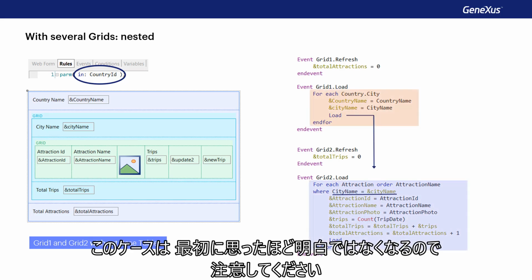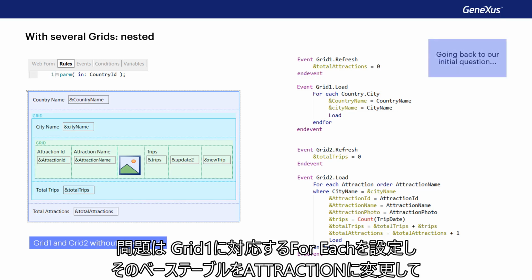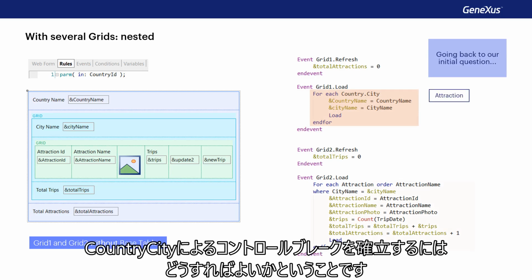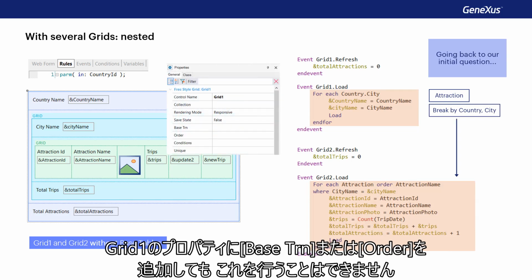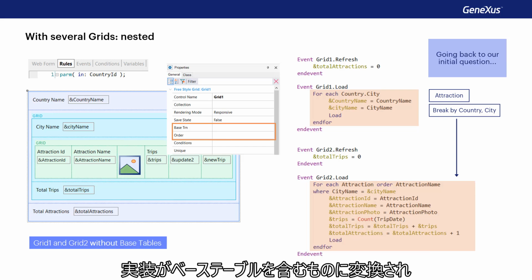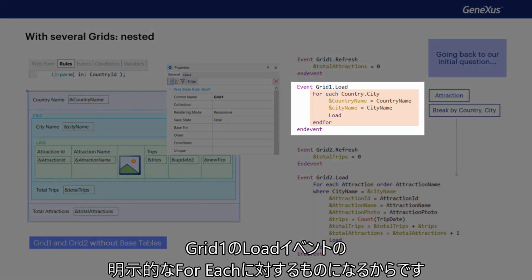Let's keep this in mind, because it'll make this case less obvious than it might seem at first. The question is, how do we make the for each corresponding to grid 1 change its base table to attraction and establish a control break by country, city? It won't be by adding base trn or order to the properties of grid 1, because if we did that, we would transform the implementation into one with a base table, but to the explicit for each of the load event of grid 1.